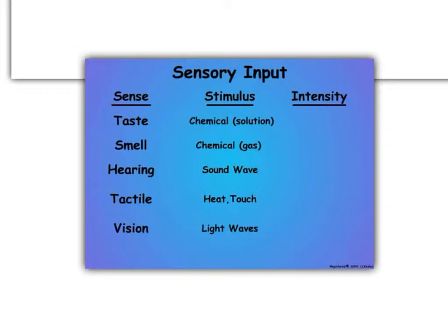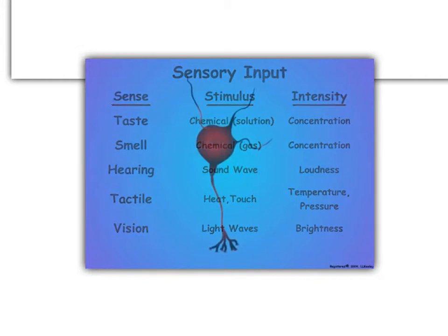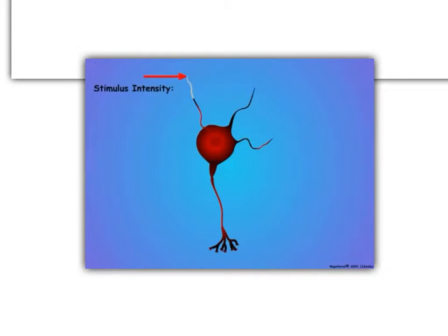If the dendrite is a sensory receptor, it responds to the intensity of the sensory stimulus. In the case of taste and smell, it is the amount of the chemical. For hearing or touch, it is the loudness of the sound or the heat or pressure on the skin. And for vision, it is the brightness of the light. The intensity of the stimulus produces a proportional electrical depolarization or reversal of charge in the dendrite.